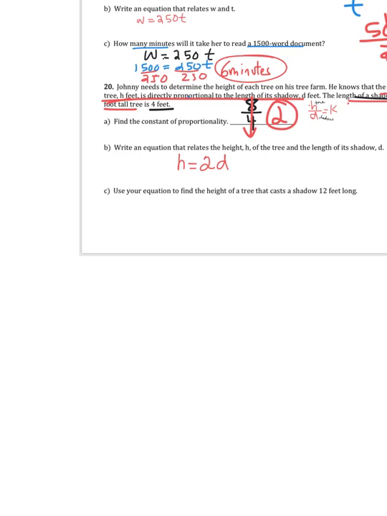Use your equation to find the height of the tree that casts a shadow 12 feet long. So we don't know the height, and the distance of the shadow is 12, which would be 24 feet high. Oh, that's sloppy. I am so sorry, but we're almost done. 24 feet tall tree. The tree is 24 feet tall.